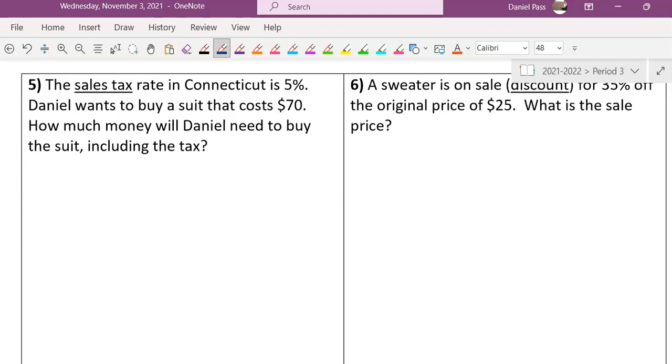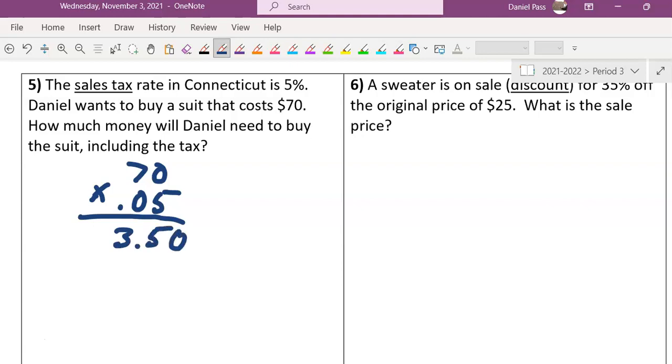So I changed 5% into a decimal. I moved the decimal 2 places to the left and I got 0.05. Right. And then I multiplied that by 70 and got 3.5. So then that's $3.50. And then I added 70 and got $73.50. Very good. All right. Cool.